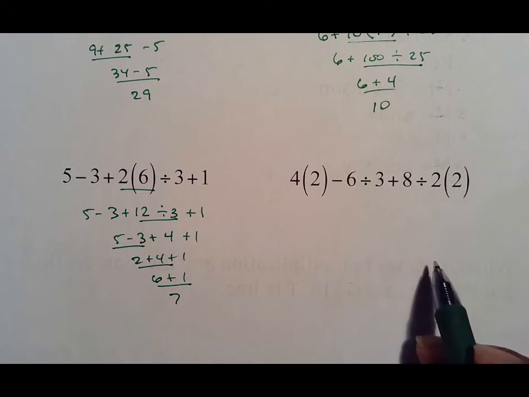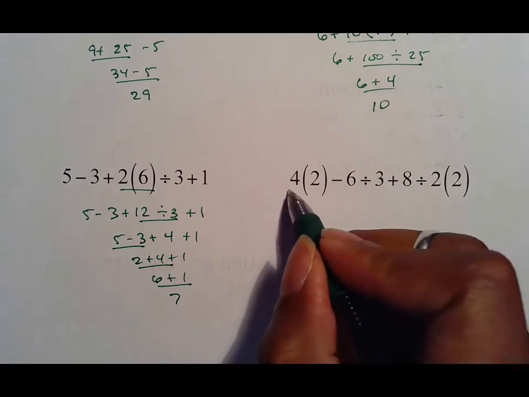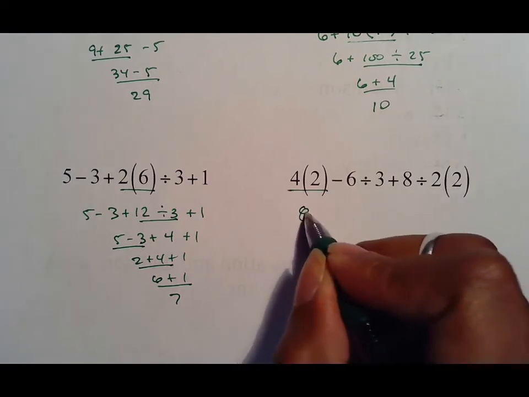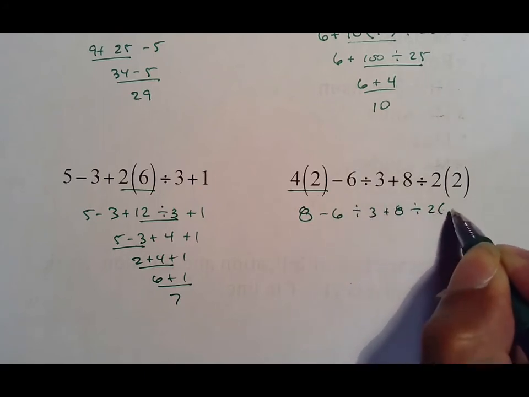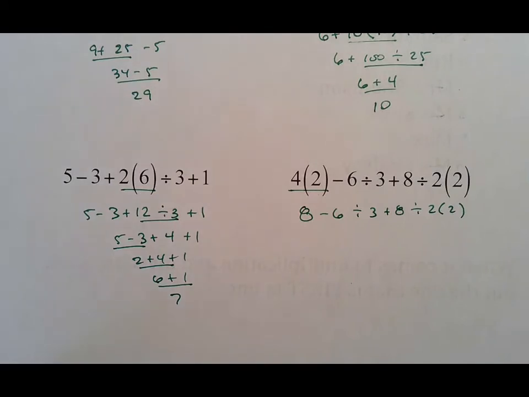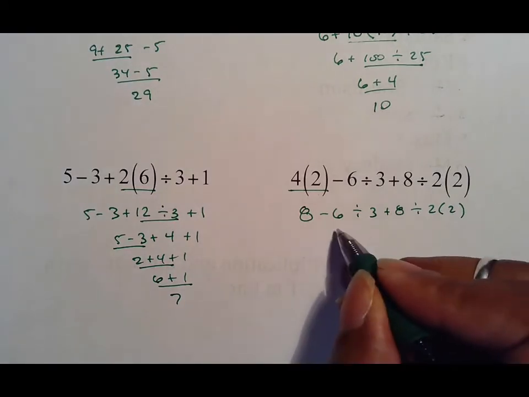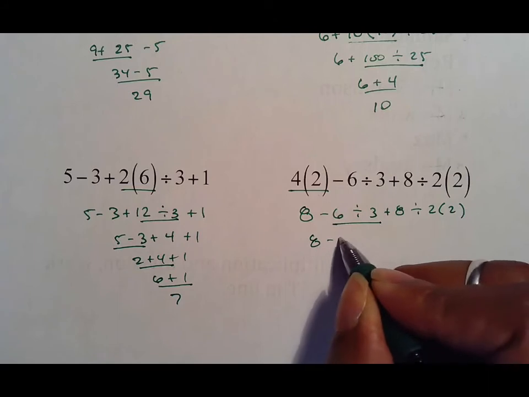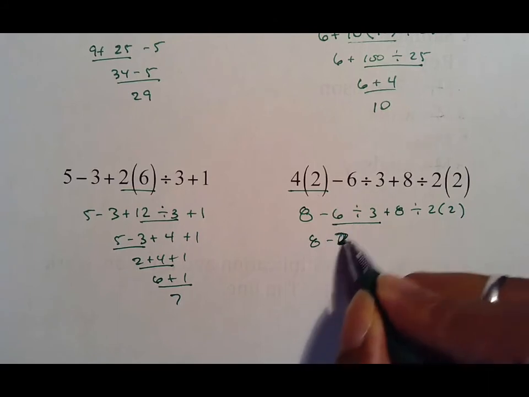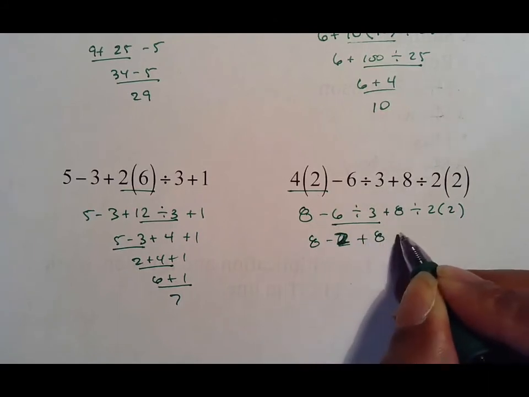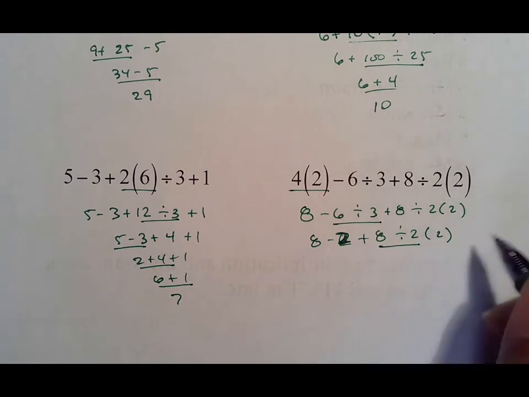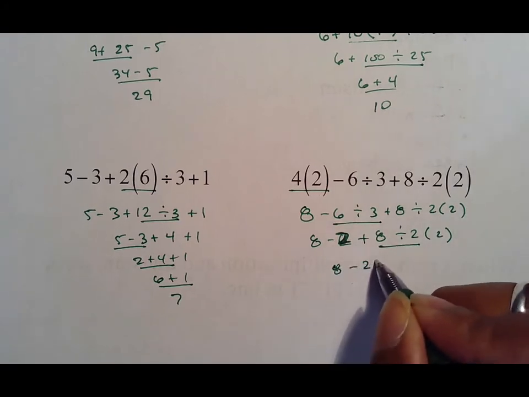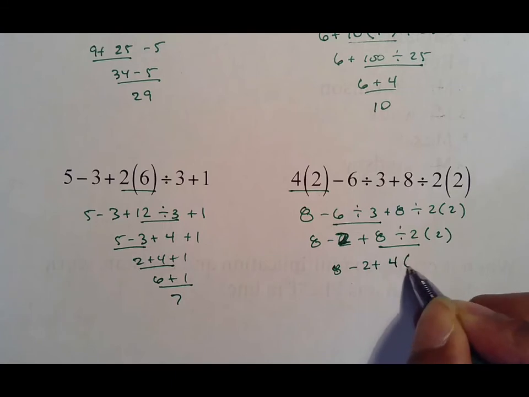Remember, that's multiplication. And so multiplication being a teacher, that is the first teacher in line. 8 minus 6 divided by 3 plus 8 divided by 2, parentheses 2. Again, are there any teachers in line? Yes, right there. 8 minus 2, because that turns into 2, plus 8 divided by 2 times 2. Any more teachers in line? Yes, there is. There it is right there. 8 minus 2 plus, that turns into 4, parentheses 2.